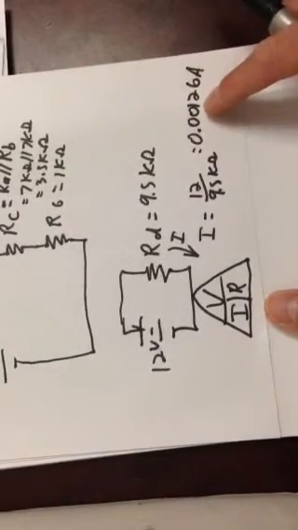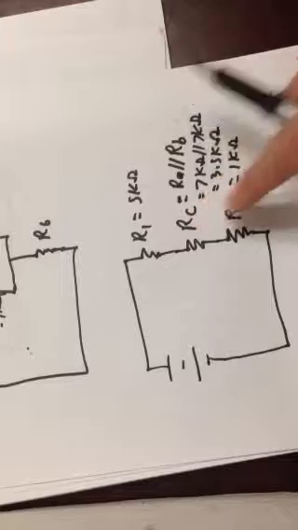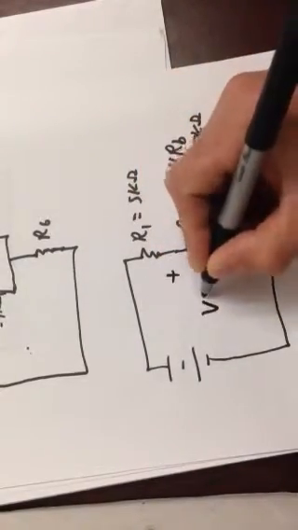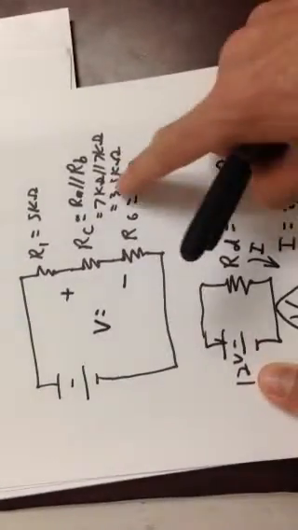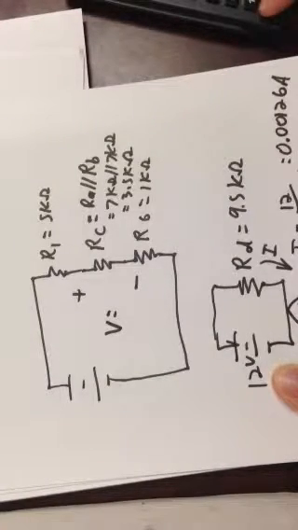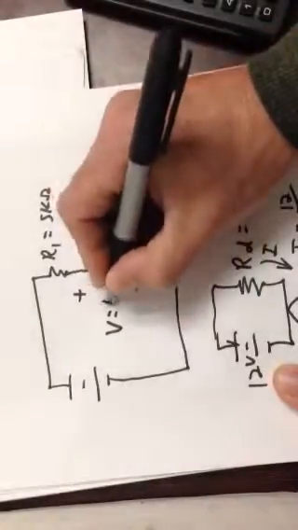We've determined that the current is 0.00126 amps through here. That will be the same current that goes through RC. If its current is 0.00126, then the electrical potential, or the voltage from here to here, is going to be that current times its resistance value of 3.5 kilo ohms. So we have 3.5 kilo ohms, and we multiply it by 0.00126. Gives us 4.41 volts.